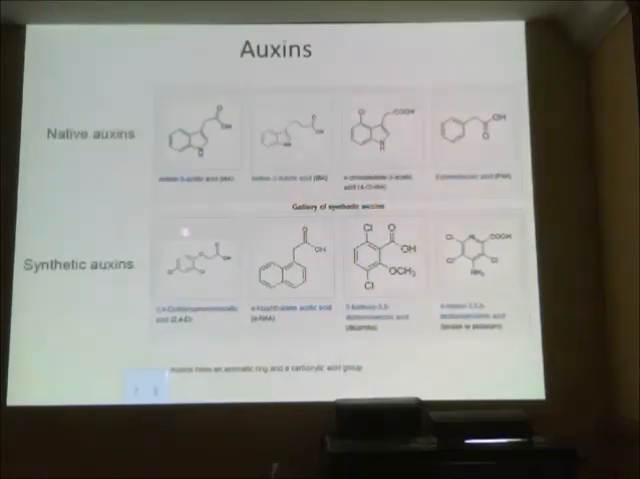Most of the native auxins, however, are compounds that react the same way in all plants, whereas these synthetic auxins are much more selective, so that they will perhaps kill certain plants, but they won't do anything to other plants.